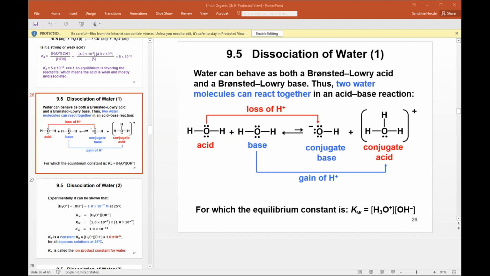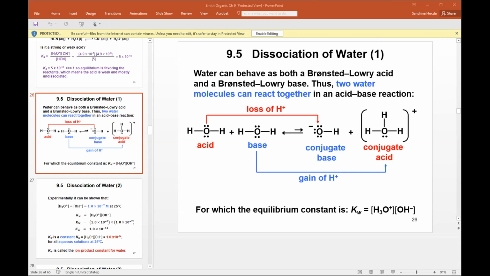And then the base, when it accepts the proton, becomes the conjugate acid H3O plus, right? The lone pair on oxygen forms a bond with the H plus. And so now it's positively charged because of the proton being positively charged. So you see how two molecules of water will dissociate into the hydroxide ion and the hydronium ion.